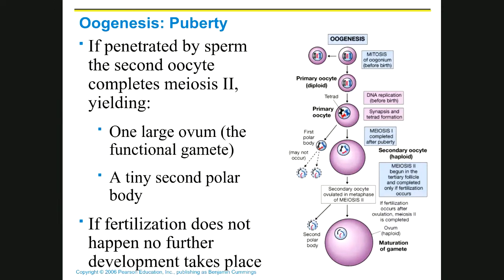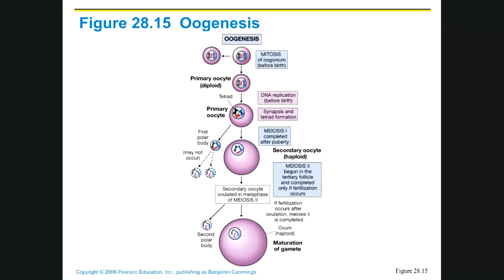So, we ovulate, females do, secondary oocytes, and unless fertilization occurs, nothing else happens. But if a sperm comes along, we're going to finish the process and get this ovum and another polar body. If fertilization does not happen, this doesn't go any further. It just degenerates. No further development takes place. But if a sperm does come along, so here's a little sperm, then remember we're going to finish the process and get an ovum.